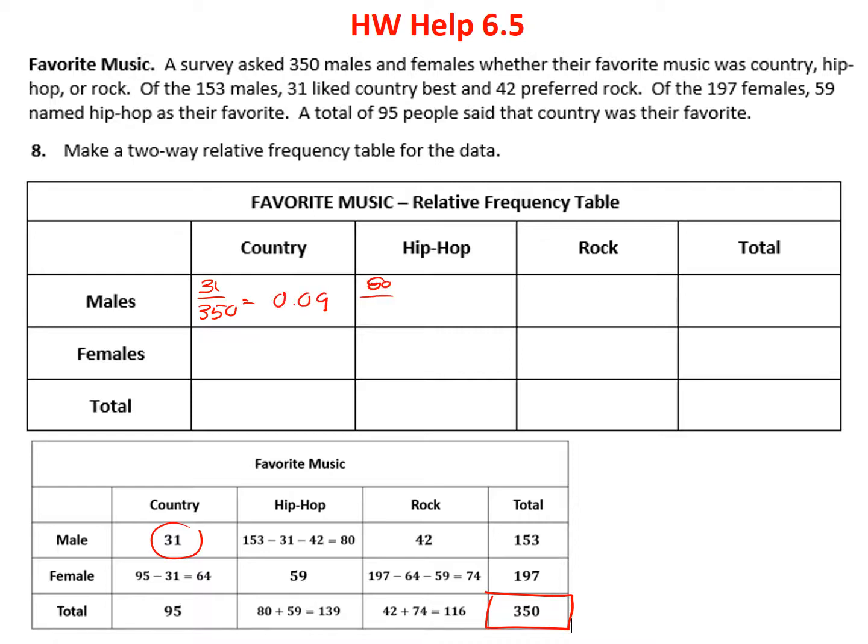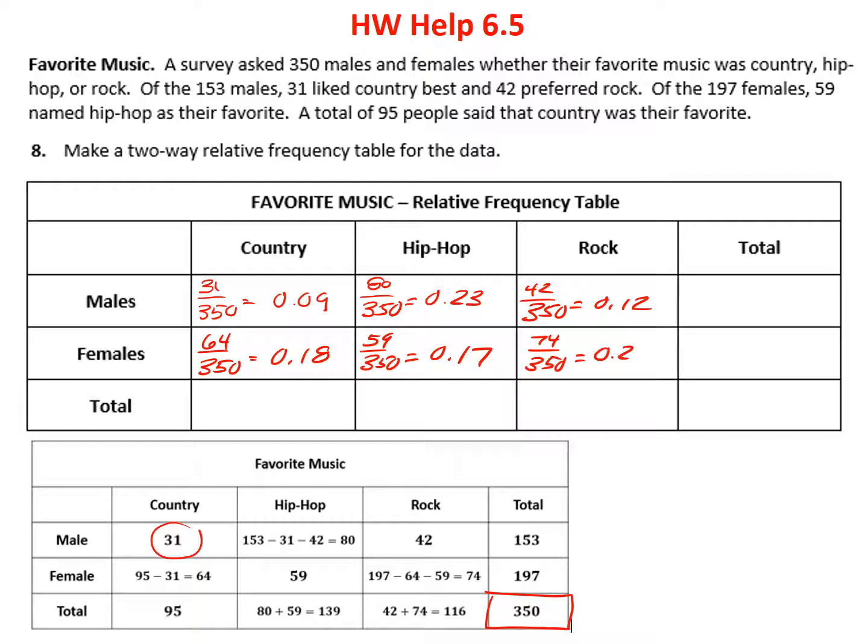80 divided by 350 is going to give me 23 hundredths. 42 divided by 350 is going to give me 12 hundredths. Start with the females here: 64 all being divided by the grand total of 350 is going to be 18 hundredths, and then 59 divided by 350 is going to give me 17 hundredths, and finally 74 divided by 350 is going to give me 21 hundredths. Those would be the joint relative frequencies.